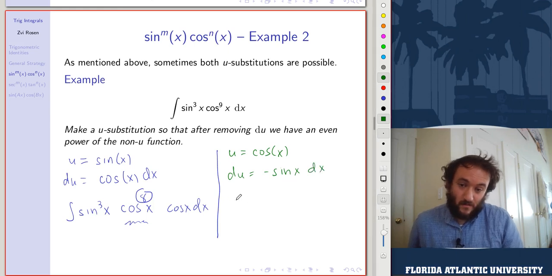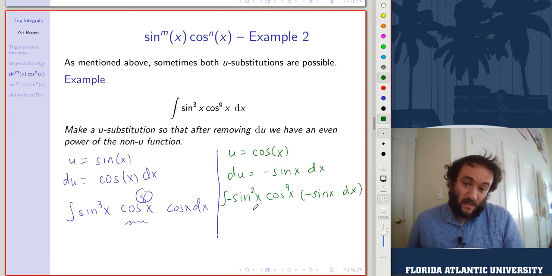And the integral becomes the integral of sine squared x cosine to the 9th x. We should put a minus sign here, minus sine squared x cosine to the 9th x times minus sine x dx. Okay, we put a minus sign in front to cancel with this minus sign. And again, our non-u function is sine. And here we have an even power of 2.